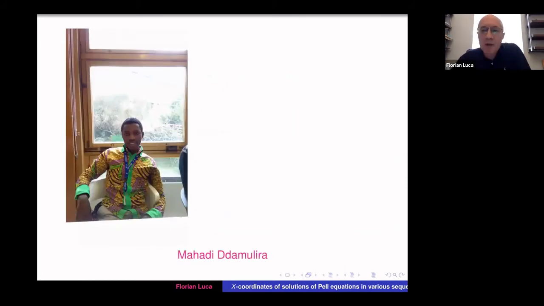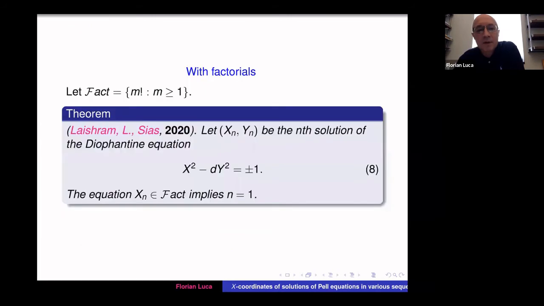This is a paper I wrote with my PhD student, Ddamulira. He was a co-student with Robert Tichy from the Technical University Graz in Austria. He graduated last year in April of 2020. And this result appeared in Journal of Number Theory.